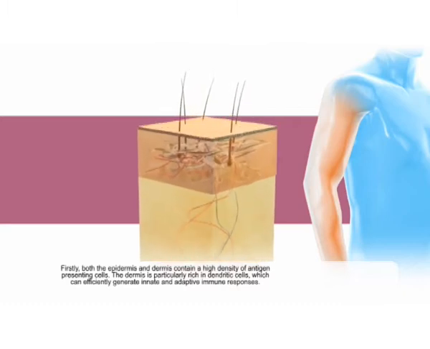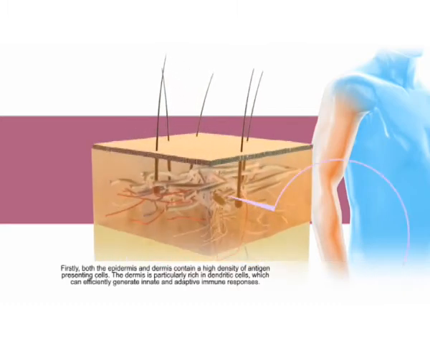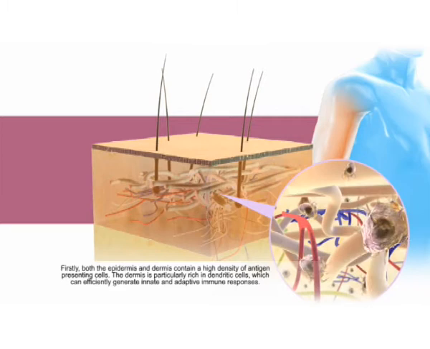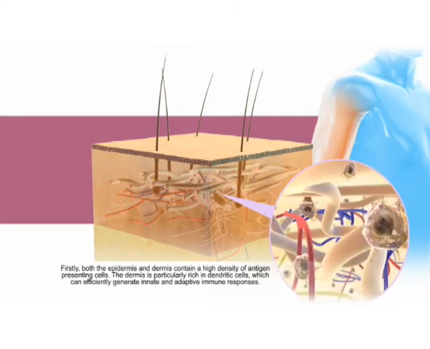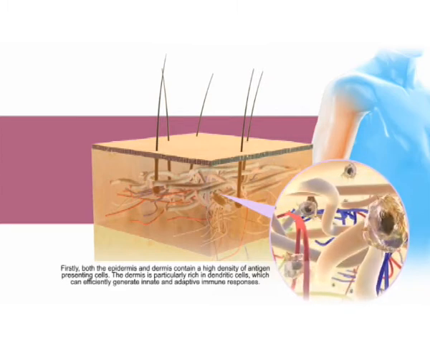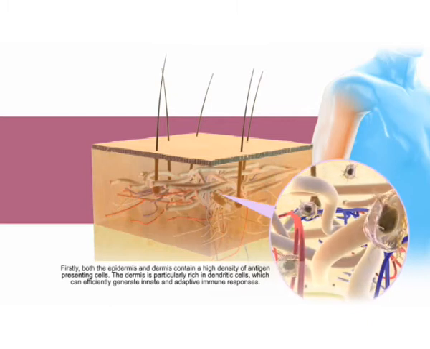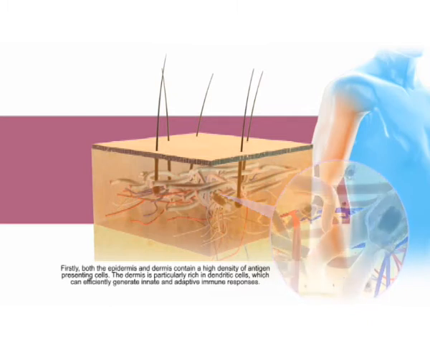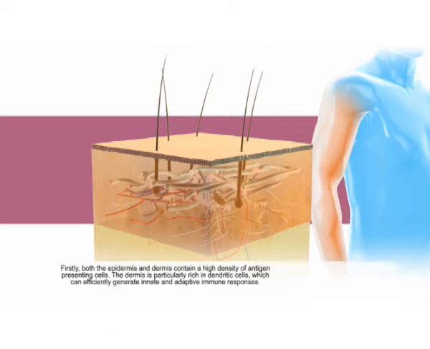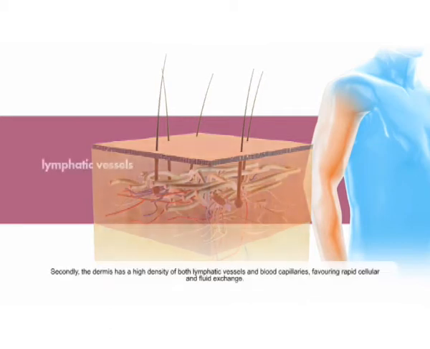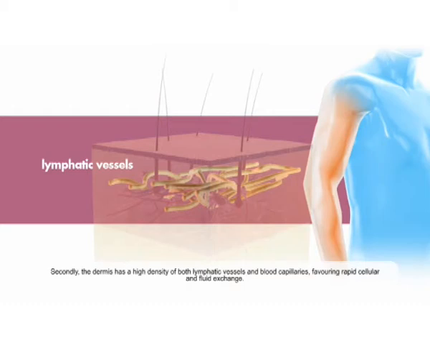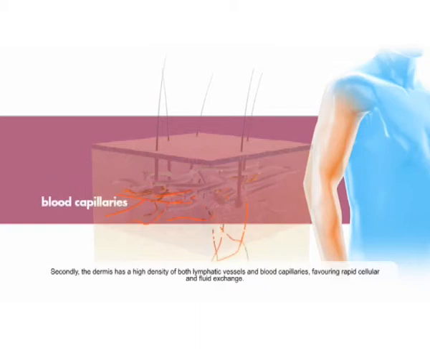Firstly, both the epidermis and dermis contain a high density of antigen-presenting cells. The dermis is particularly rich in dendritic cells, which can efficiently generate innate and adaptive immune responses. Secondly, the dermis has a high density of both lymphatic vessels and blood capillaries, favouring rapid cellular and fluid exchange.